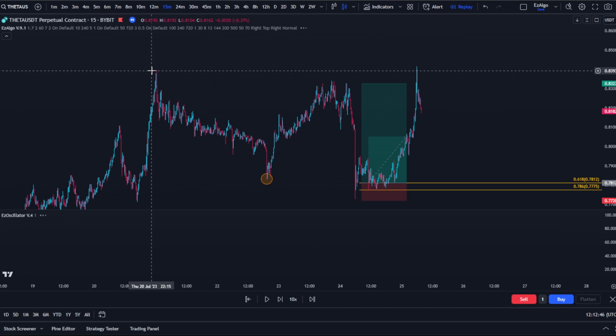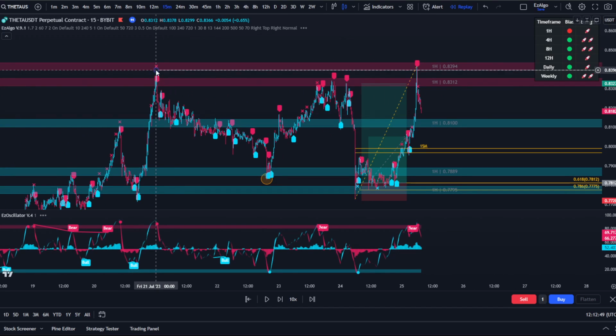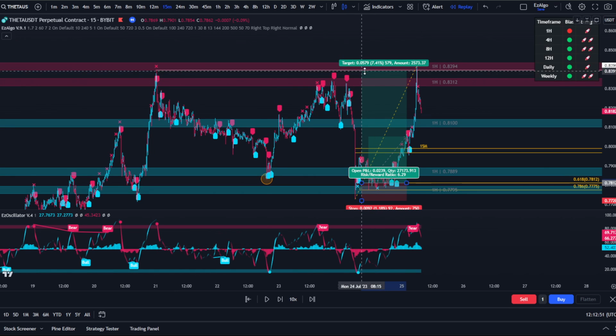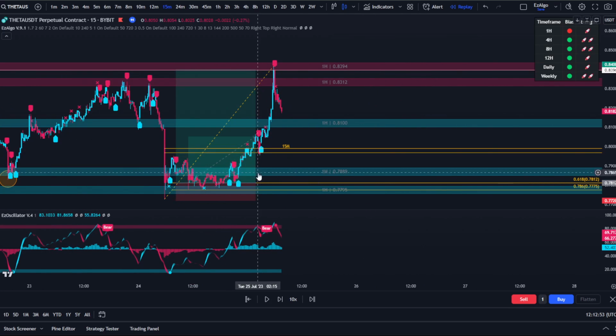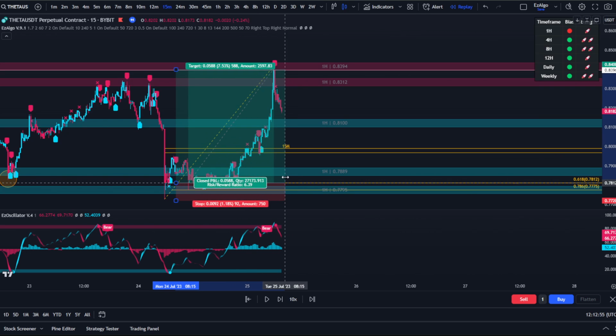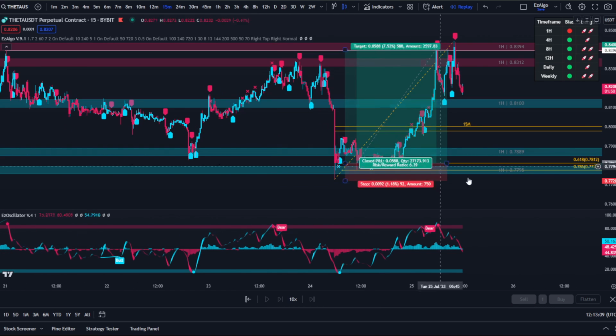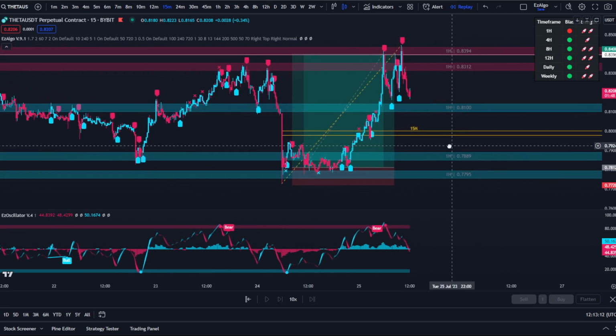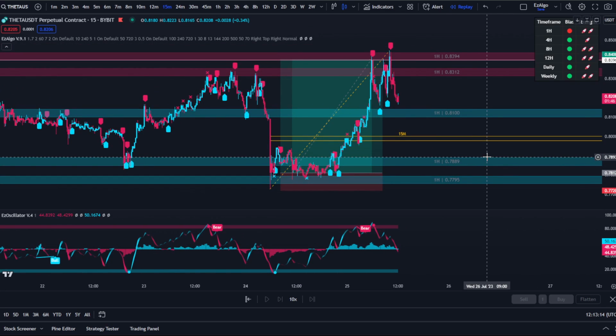We could also target this structure high right here as our second take profit. So we have also successfully tagged our second take profit. At this point, you should be mostly out of the trade, if not fully out of the trade. And that is how we trade using the 1-2 setup. So again, you want to follow all of these rules to a T.